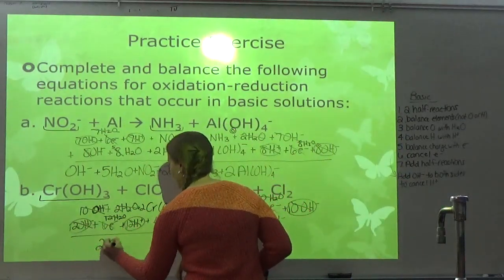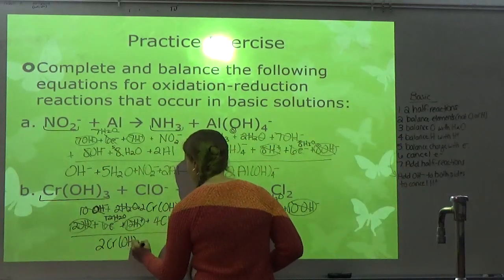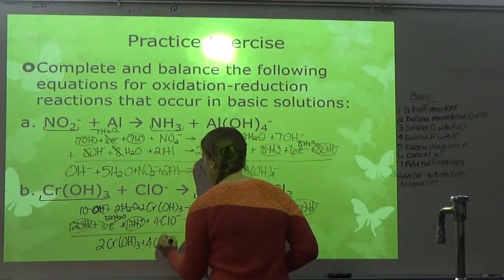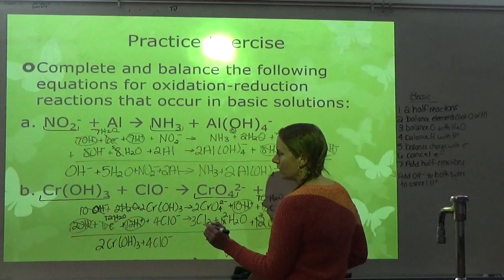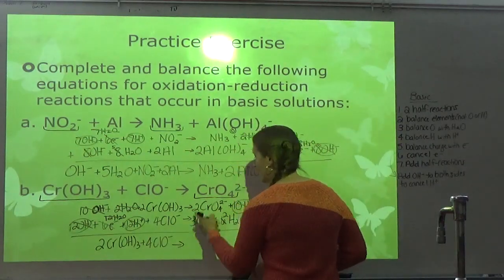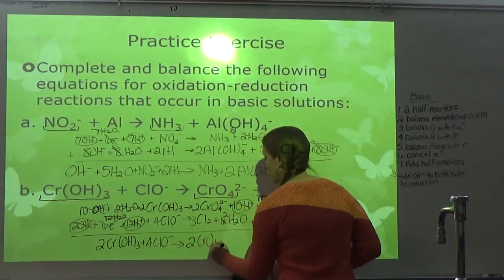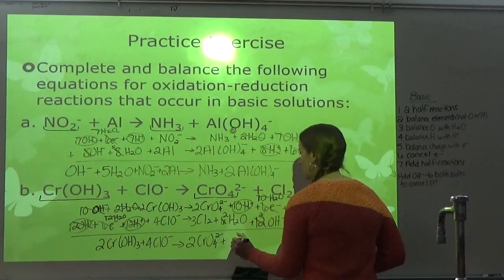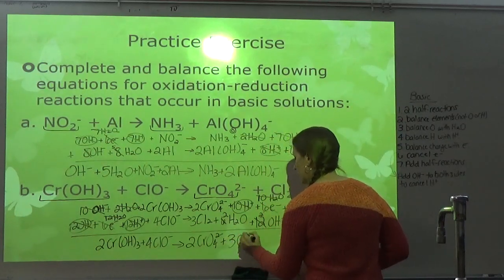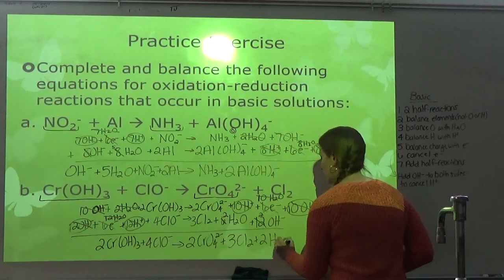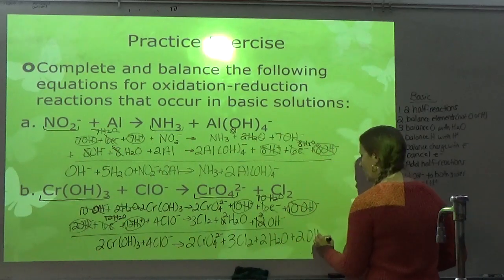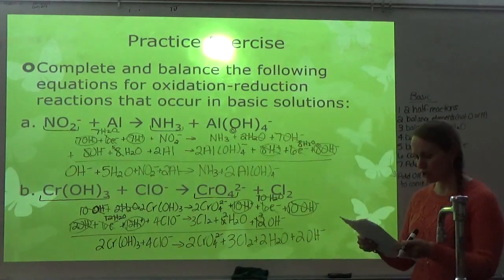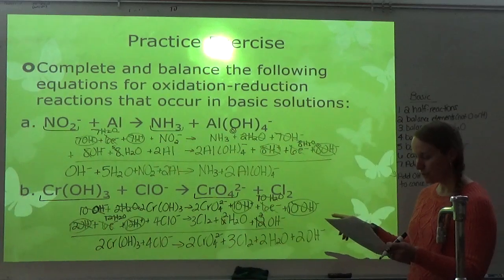So I have 2 Cr(OH)3 plus 4 ClO minus. All right, that looks like that's all that I have left on that side. And then is 2 CrO4 2 minus plus 3 Cl2 plus 2 H2O plus 2 OH minus. Okay, so again, let me just double check because there's lots of room for error on these.